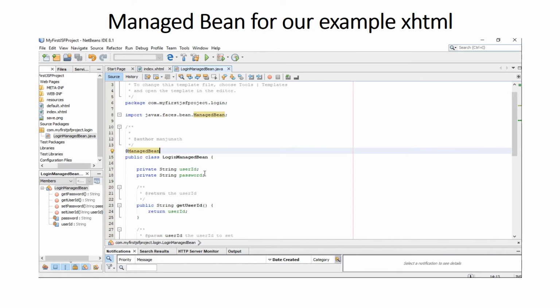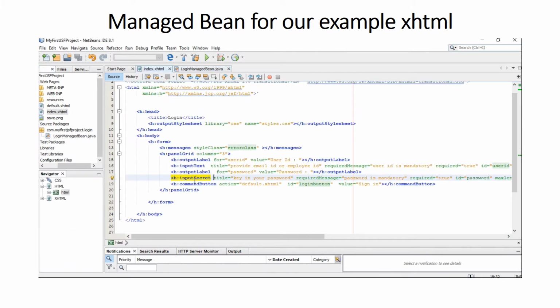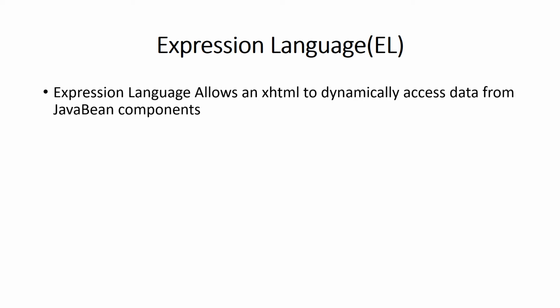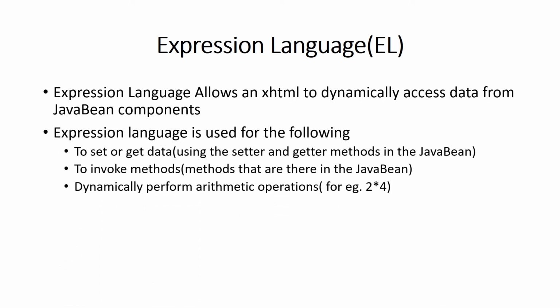Now we will see how to link this managed bean with this index.xhtml. Before linking our index.xhtml with login managed bean, we have to know something about expression language. Expression language allows an XHTML to dynamically access data from Java Bean components. Expression language is used to get or set data using the setter and getter methods in the Java Bean, to invoke methods that are there in the Java Bean, and to dynamically perform arithmetic operations.